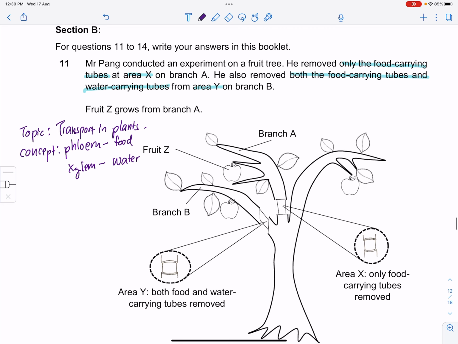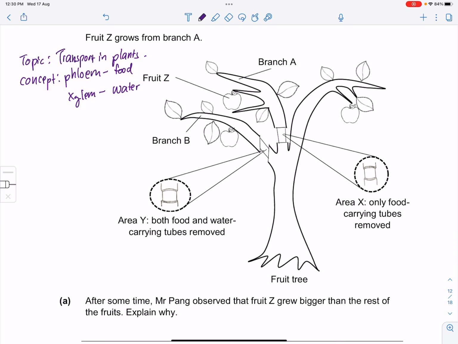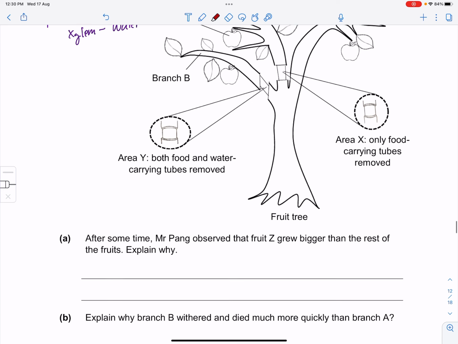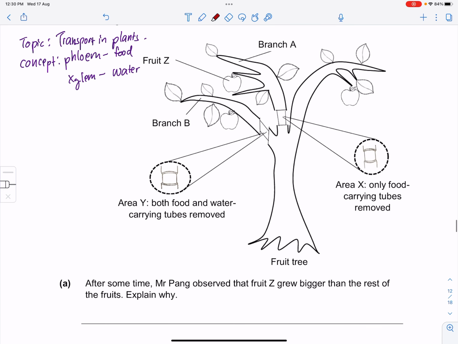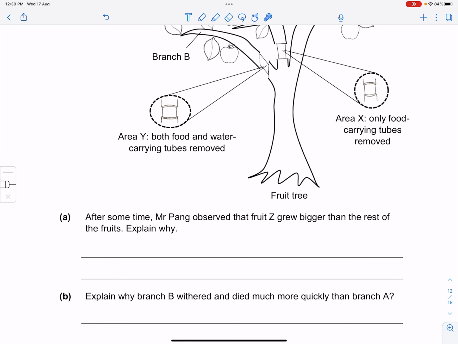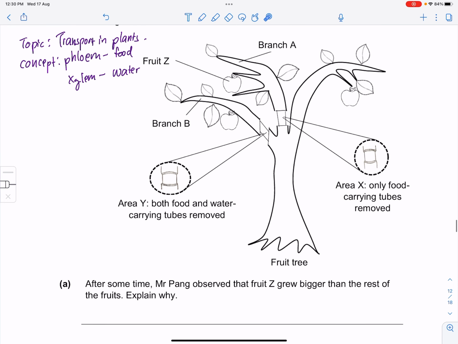Now they tell you certain key information: fruit Z grows on branch A. After some time, Mr. Pang observed that fruit Z grew bigger than the rest of the fruits. Explain why. Most of you did pretty well, except that you were missing a few key points. So I'm going to highlight, for answering transport in plants questions, some of the key things you need to consider. Before penning down the strategy, I want to explain to you what actually happened.